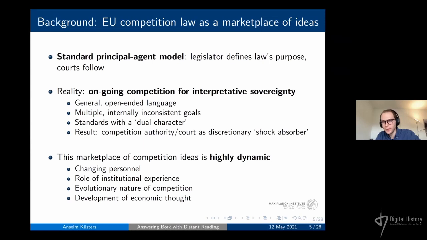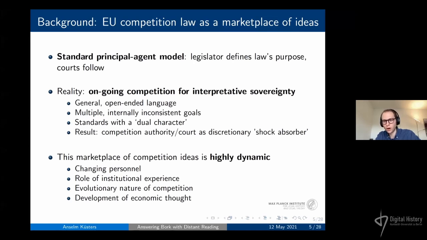So there are several reasons why this is the case. The articles in the treaty in general employ an open-ended language, so they need to be specified. There are also multiple internally inconsistent goals that the legislator had in mind when negotiating this treaty.